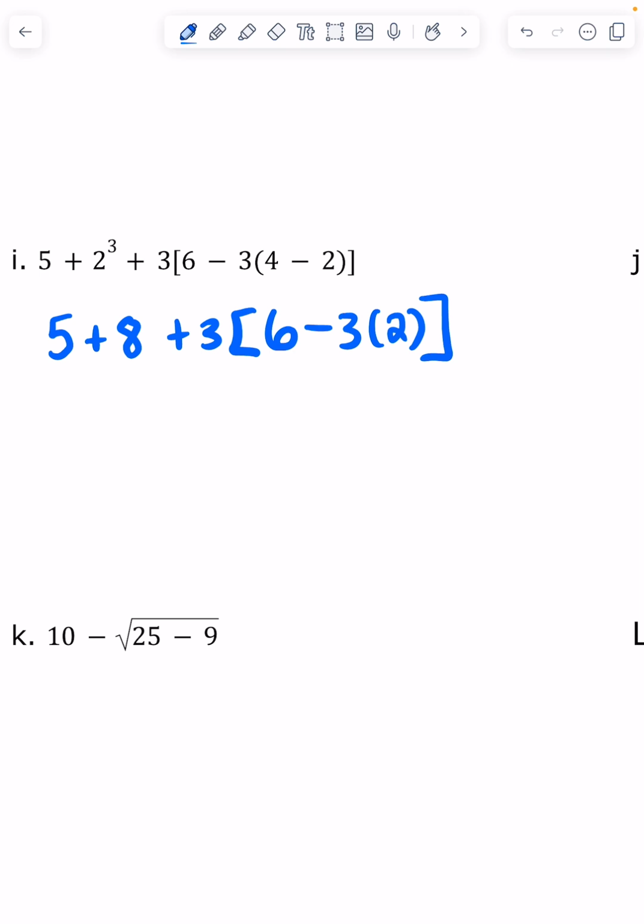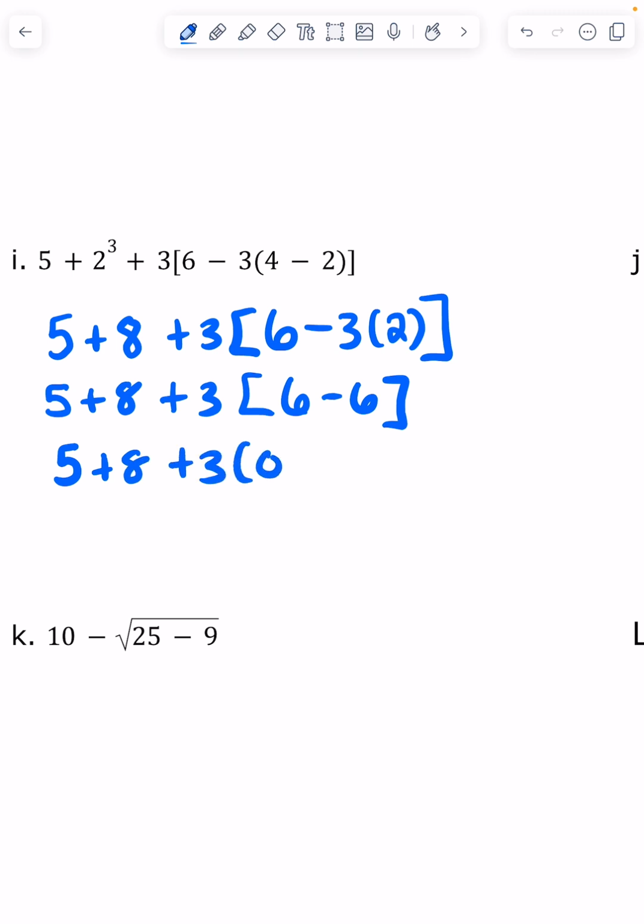Still working within the brackets, I've got 6 minus 3 times 2, which would be 6 minus 6. And everything else I'm just copying down. Now I have 5 plus 8 plus 3 bracket, 6 minus 6, close bracket. 6 minus 6 is 0, so it's 5 plus 8 plus 3 bracket 0, close bracket. It's essentially 3 times 0, which is 0. So that term is gone, and I just have 5 plus 8, which is 13.